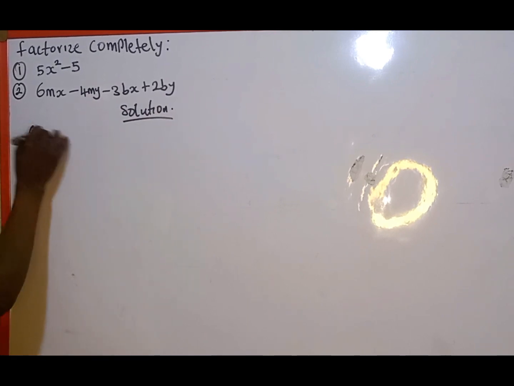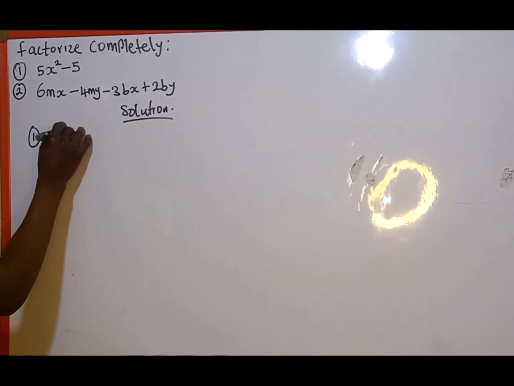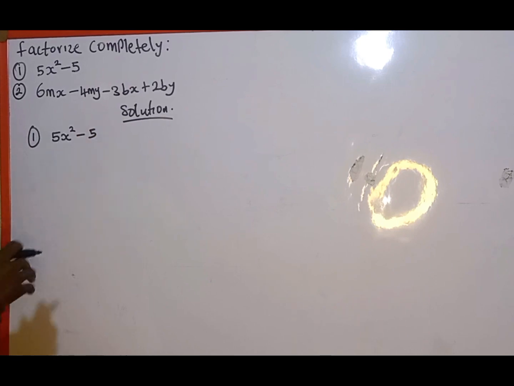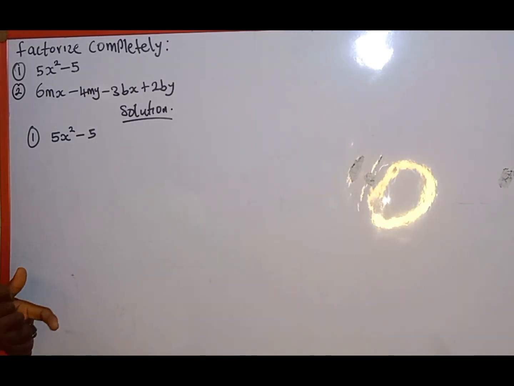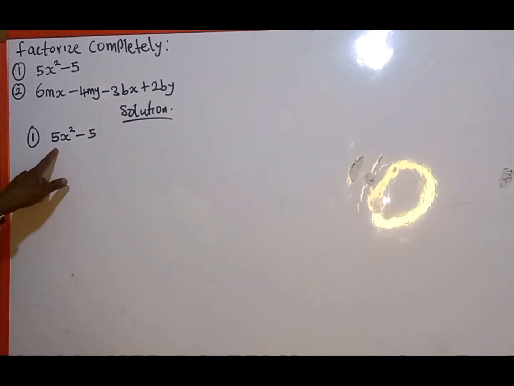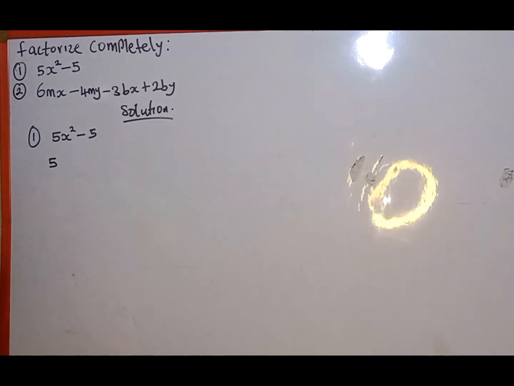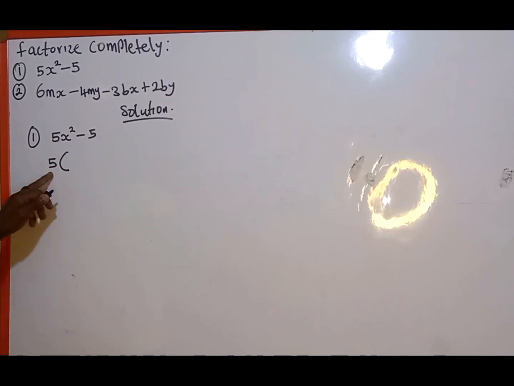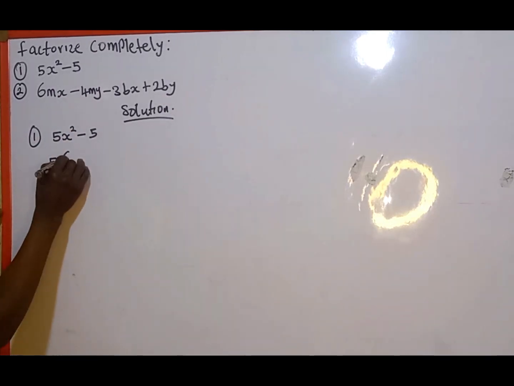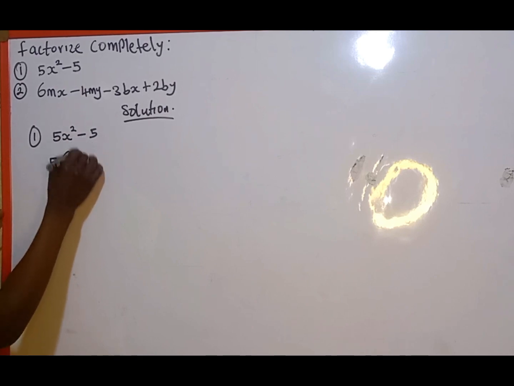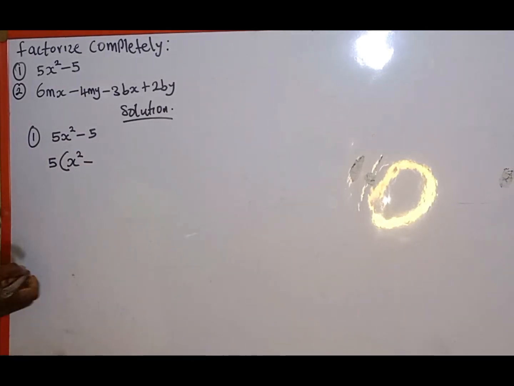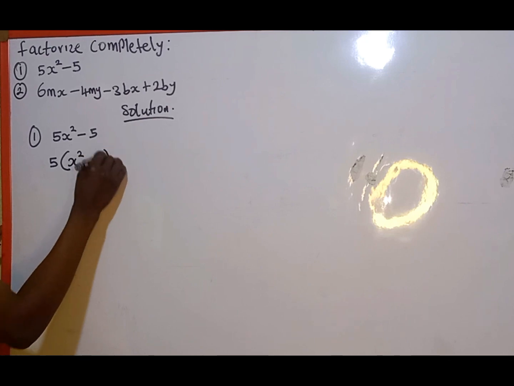The first expression, we are given 5x to the power of 2 minus 5. If you are given an expression in this form and you're asked to factorize, what do you do? You look for the common term between these two terms. We notice that 5 is here and also 5 is here. Therefore, the common term is 5. Then we factor 5 out. Then you open bracket. 5x squared divided by 5, the 5 is going to cancel, and only x squared remains. Then minus 5 divided by 5 is going to give us 1.